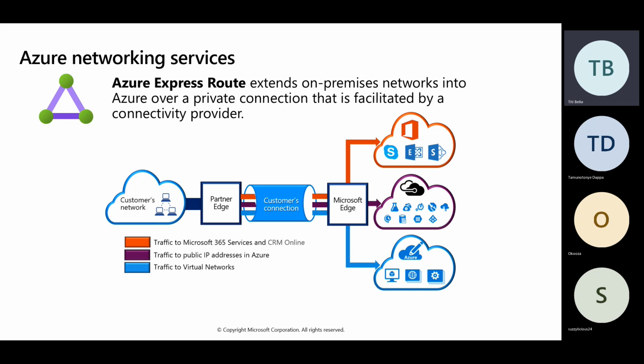Then from there, your users can access different services, including Office 365, which is software as a service. So if you do not want users to access their Office 365 services directly over the internet, they can go through the Express Route as well to access it. So traffic to Microsoft 365 and CRM online, these are just legends for all the colors that we have here. But that's Express Route in a nutshell.